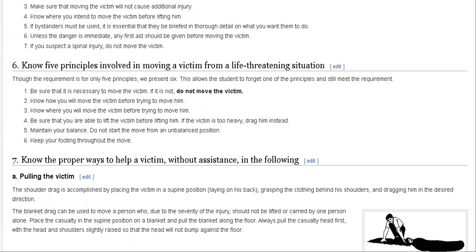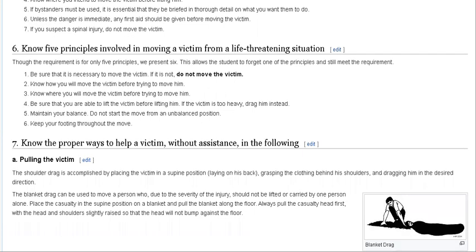Number 2, know how you'll move the victim before trying to. That was in the first study before. Number 3, know where you will move the victim. That was before. Be sure that you're able to lift the victim before lifting them. If the victim is too heavy, drag him instead. Maintain your balance. Do not start the move with an unbalanced position. That's common sense, guys. Number 6, keep your footing throughout the move.